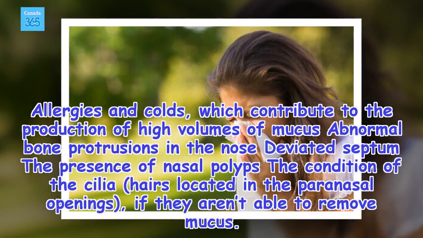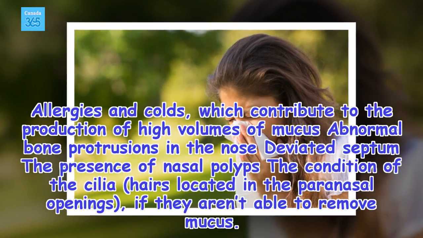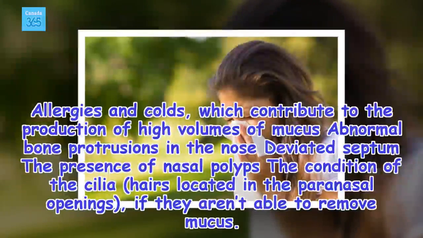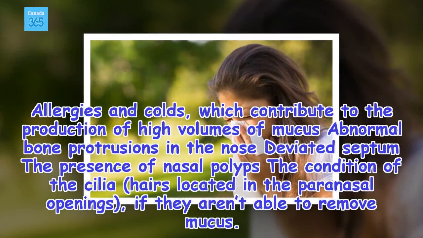Abnormal bone protrusions in the nose. Deviated septum. The presence of nasal polyps. The condition of the cilia, the hairs located in the paranasal openings, if they aren't able to remove mucus.